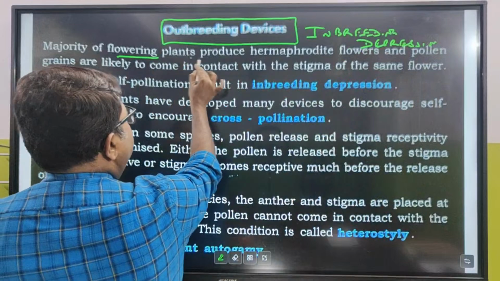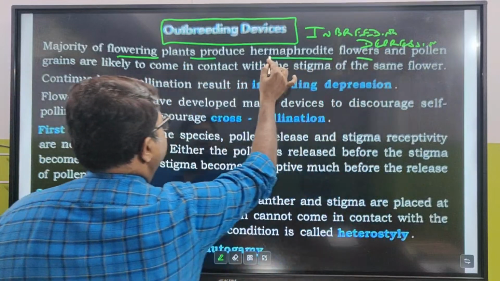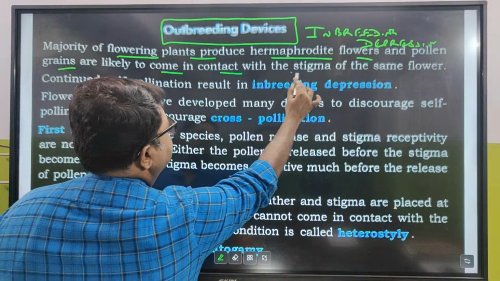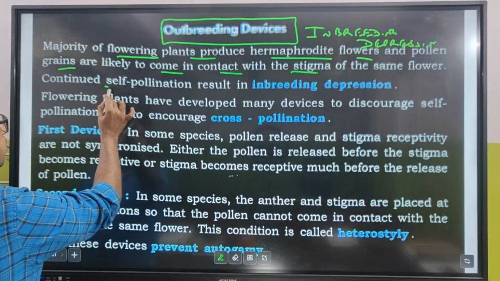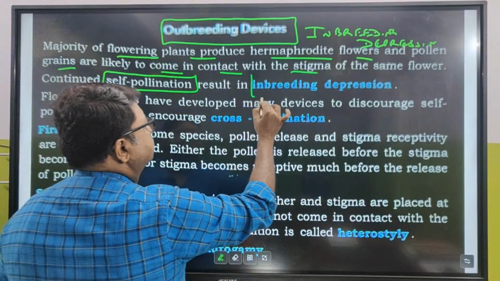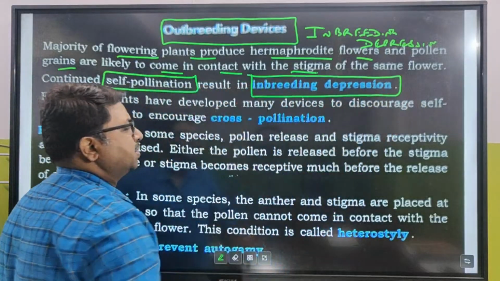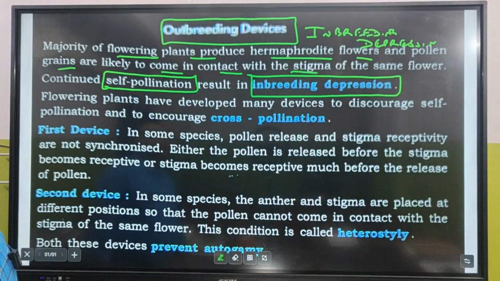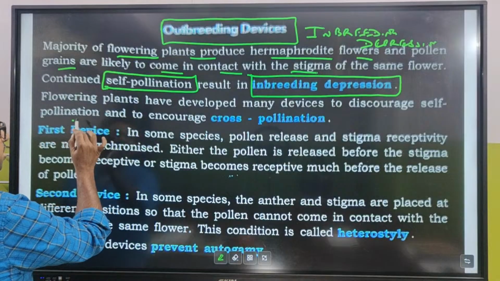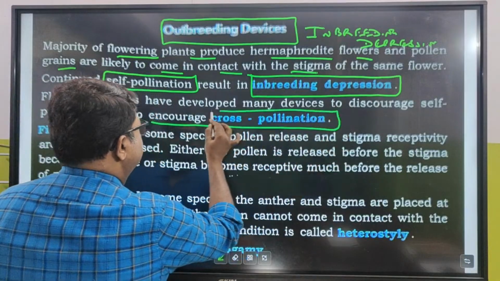So many flowering plants produce hermaphrodite flowers, that is bisexual flowers, and pollen grains are likely to come in contact with the stigma of the same flower. Continued self pollination, if it happens repeatedly, results in inbreeding, important, inbreeding depression. Flowering plants have developed many devices to discourage self-pollination and encourage cross-pollination.